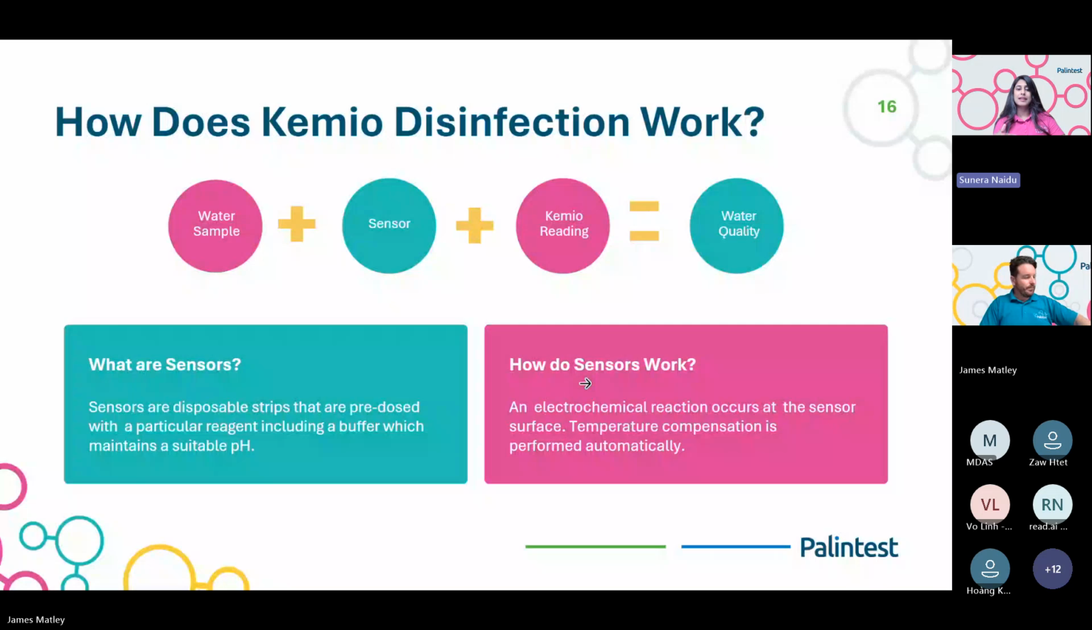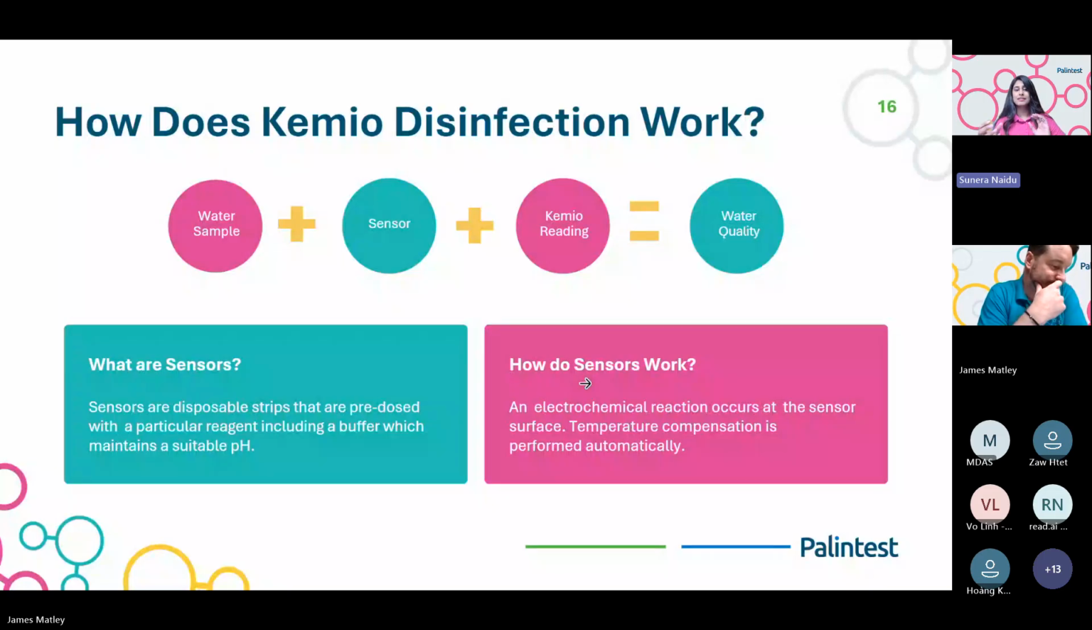So Chemio is an instrument that uses a technique called chronoamperometry, which essentially means that it measures a current over a period of time. It does this by pairing with a specific sensor. So what essentially happens is a water sample comes into contact with a sensor, and that generates a current, which essentially gives you your reading on Chemio. The current is proportional to your concentration of the analyte that you're testing for, and that's equivalent to your disinfection or water quality. So what is a sensor?